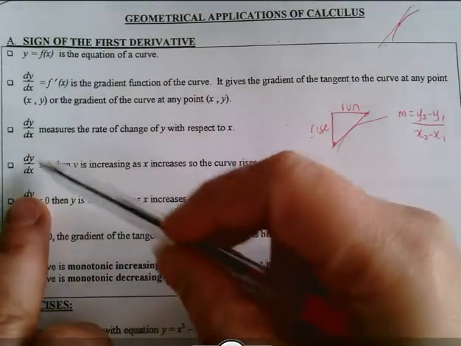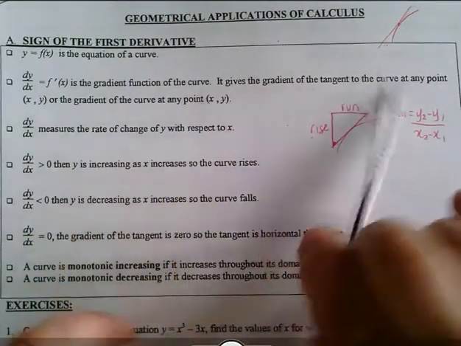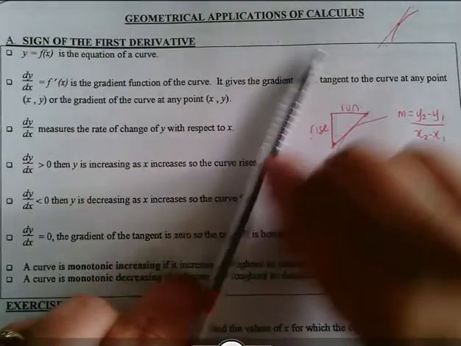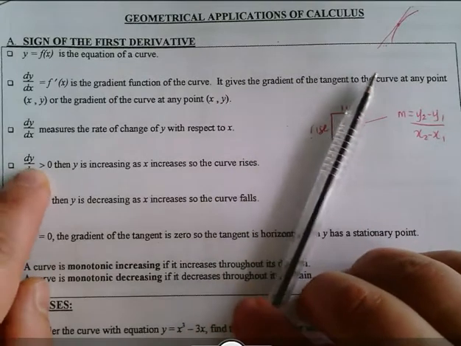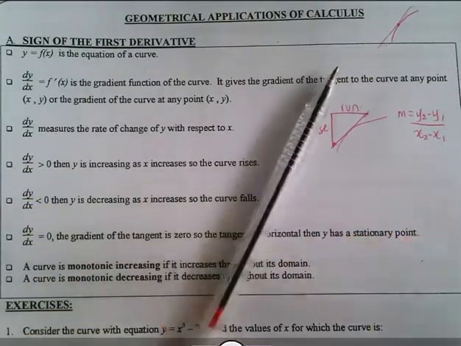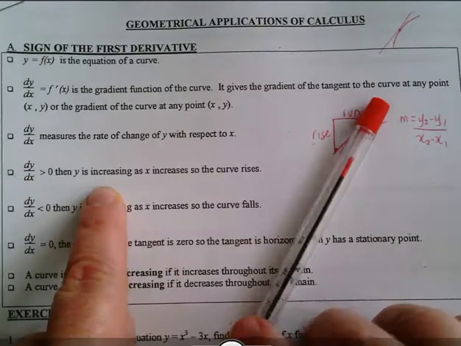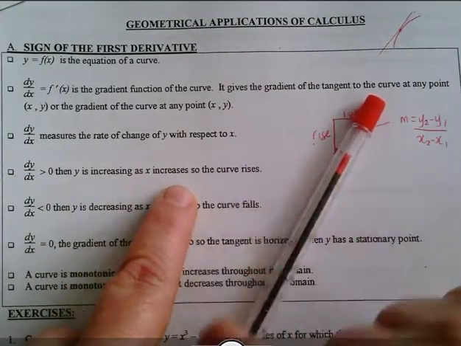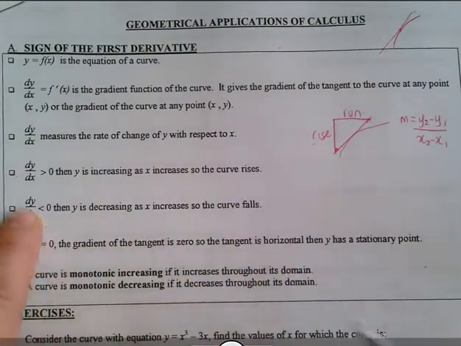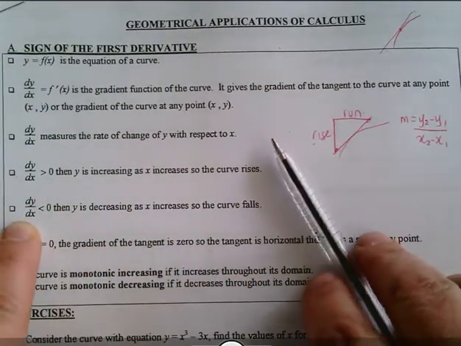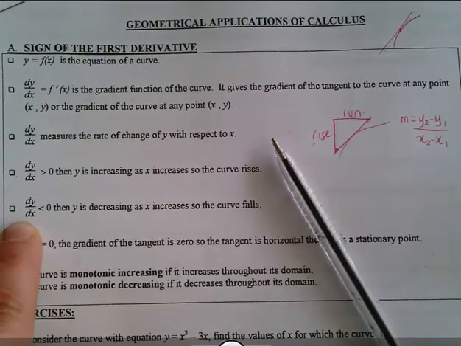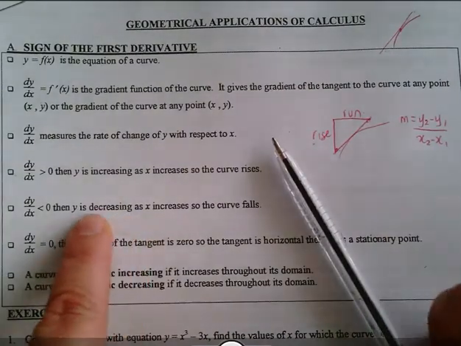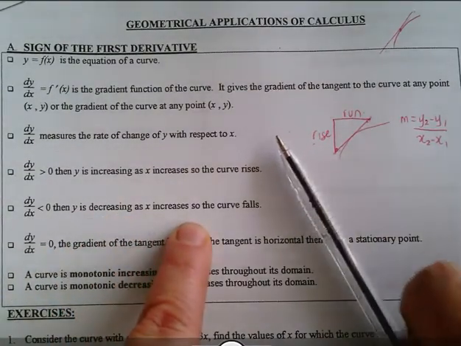Now, if dy/dx is greater than 0, that means you've got a positive gradient like that. If the gradient is positive, then it's an increasing curve. So y increases as x increases for increasing curves. And if the gradient is negative, then as x gets bigger, y gets smaller. Are we okay with that? Then it's what we call a decreasing curve. So y decreases as x increases.